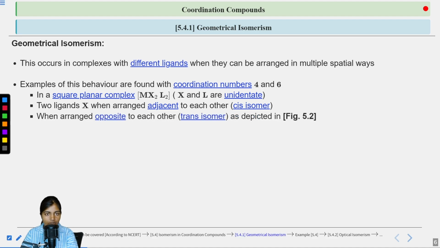And on the other hand, when the two ligands X are arranged opposite to each other, that means their bond angle will be 180 degrees between them, right? So when you arrange the two ligands opposite to each other in a square planar geometry, then the trans isomer will be shown by the complex. Okay, this is depicted in figure 5.2.